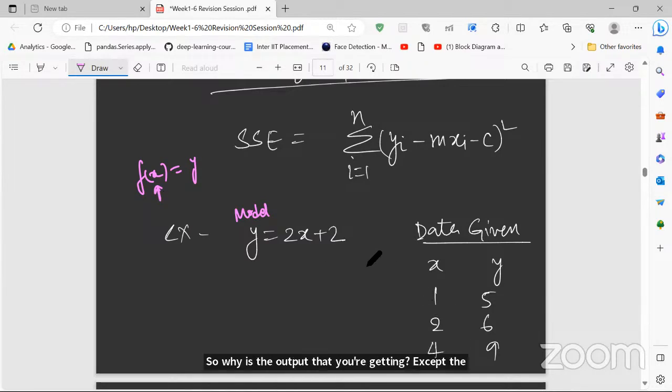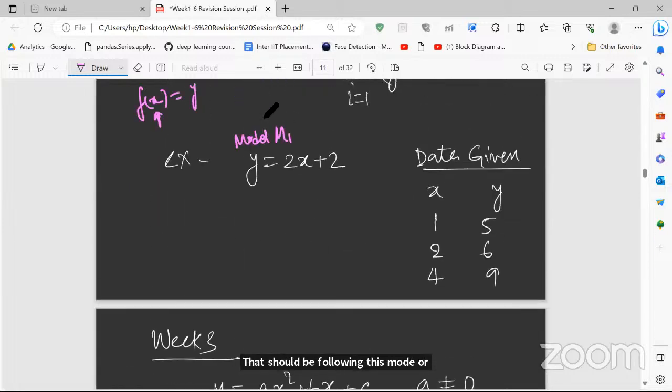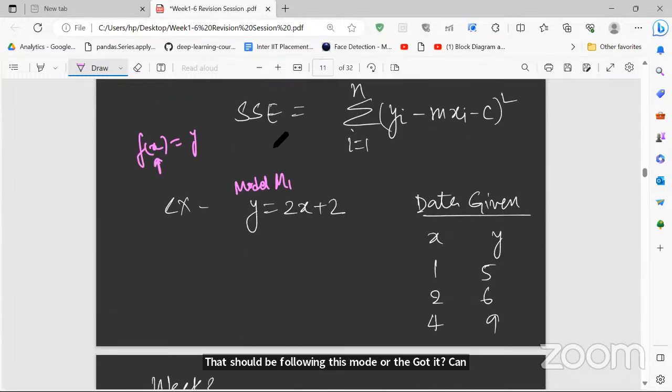For any equation, basically in mathematical modeling, you have some equation, and you are assuming that the data should be following it. So maybe I have a model M1, and I hope that whatever data and y is given to me should be following this model or equation. Correct? Can you calculate the SSE for me?